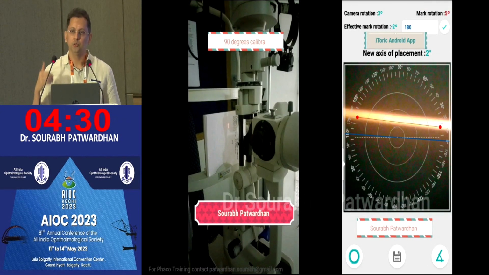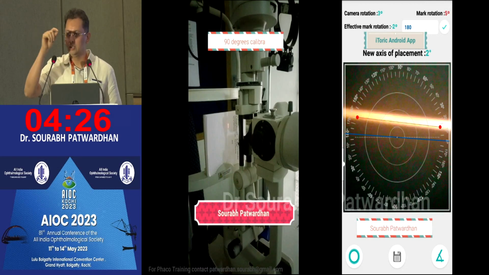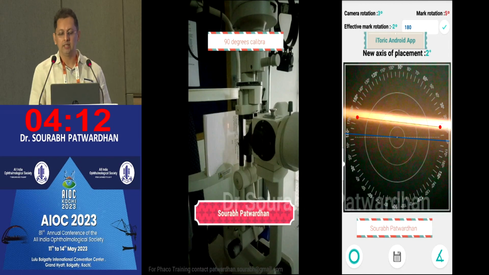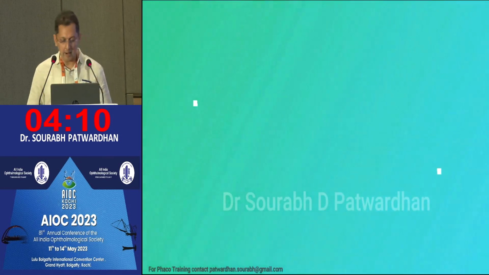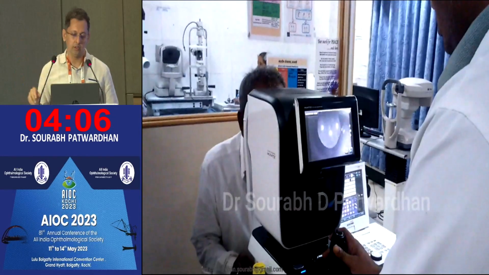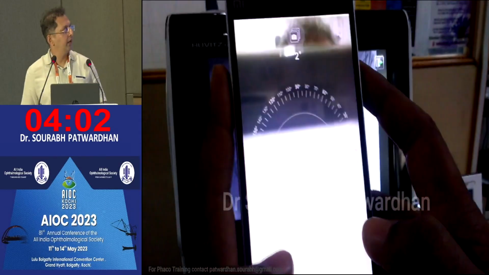Another use of this iToric app, even if you are using a slit lamp for doing the 0-180 marking: make sure that your slit lamp is calibrated, because if you have say a few degrees of error in the slit lamp itself for 0-180, you may have consistently the same errors when you are marking. So you can calibrate the slit lamp also using this app. Just put it on the slit lamp's eyepiece and take the horizontal line, check whether it is exactly 0-180. This is another innovation you can use in certain cases.